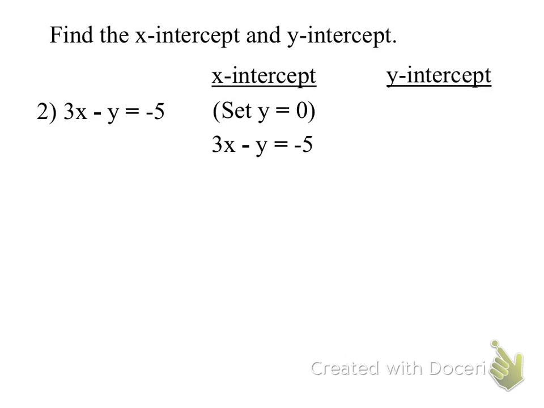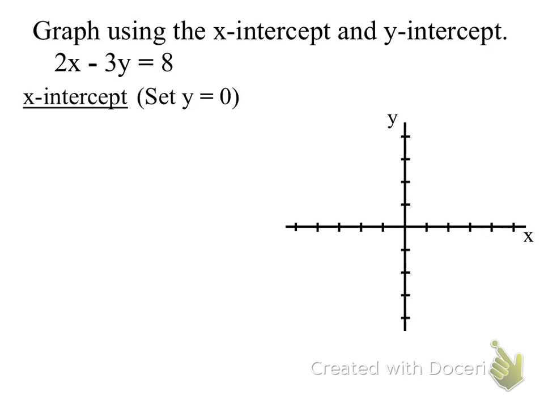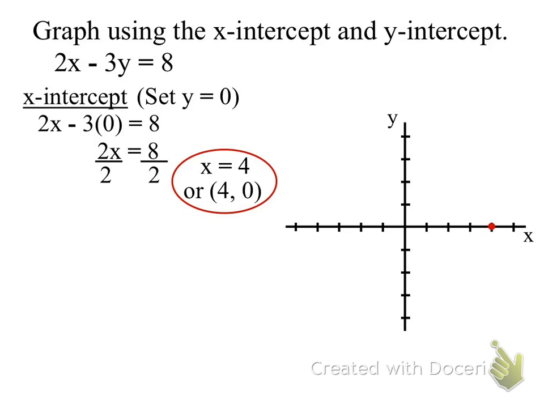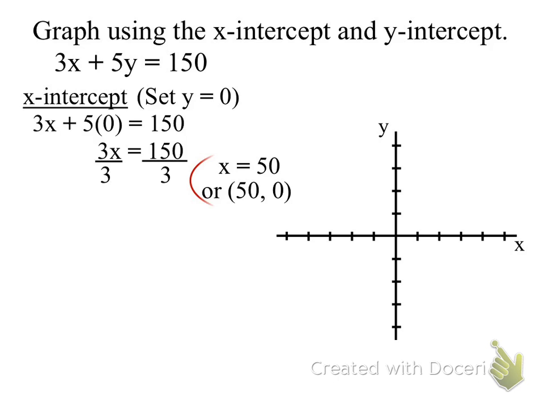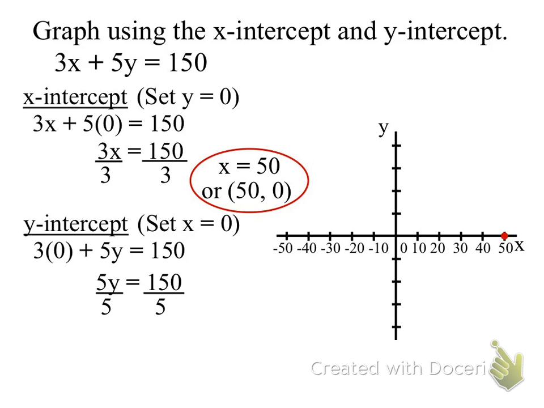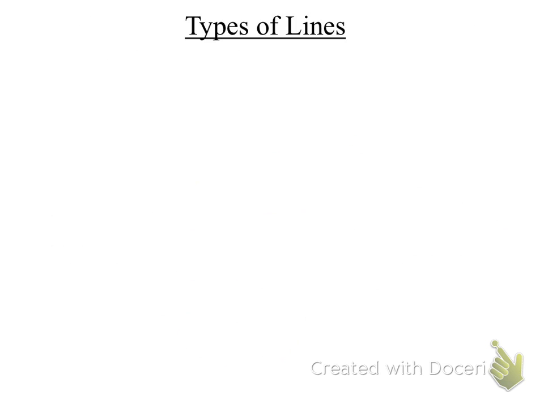All right, so they'll give this to you in the directions if they want you to do this. Find the x-intercept, find the y-intercept, plot those 2 points, and draw the line. Okay.